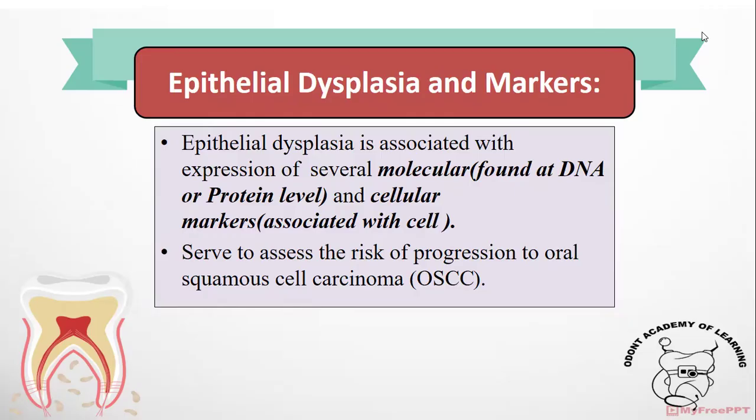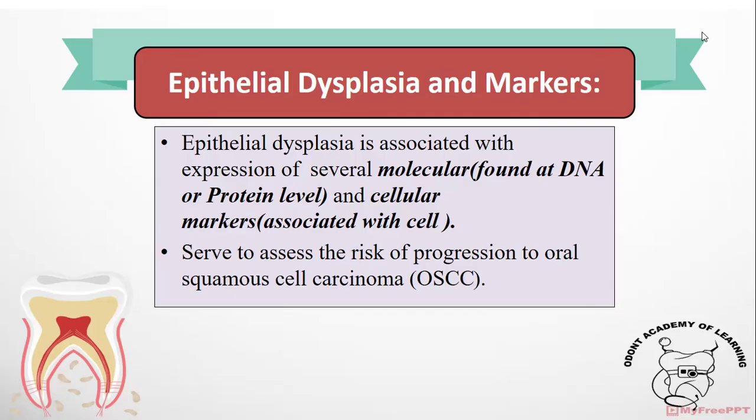And these markers act at the molecular level as well as at the cellular level. So these could be molecular markers which are acting at the DNA or protein level, and they could be cellular markers which act on the cell itself. So now, why do we use these markers? These markers basically help you to assess the risk of progression of the dysplasia of any pathology to oral squamous cell carcinoma.